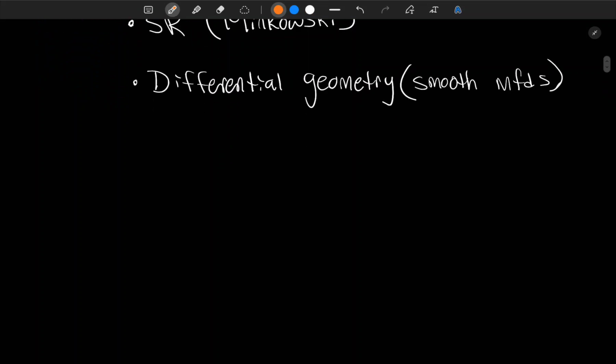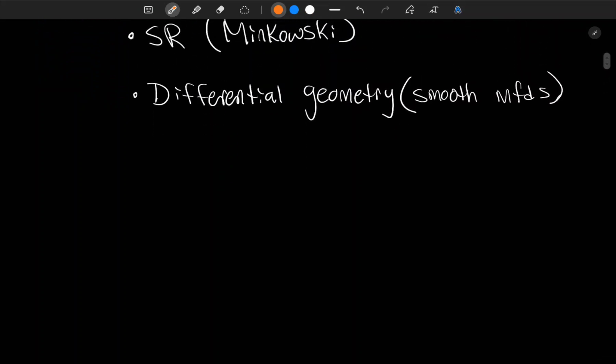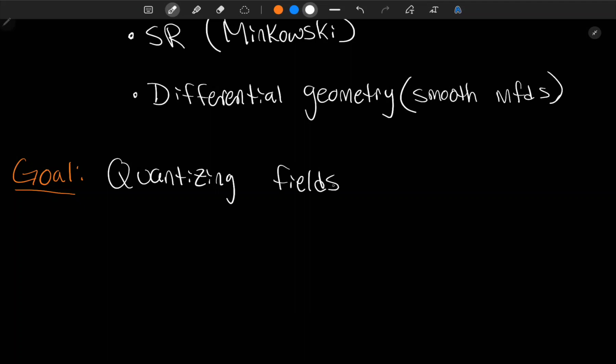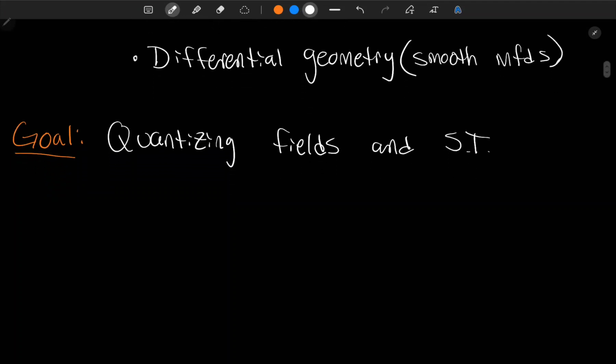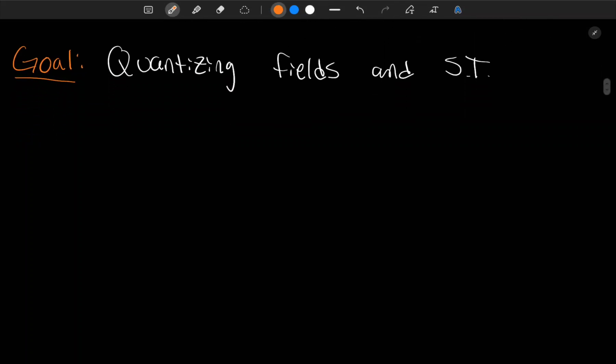Moving on to the goal of Twistor theory. The goal that we wish to accomplish in studying Twistor theory is having a better understanding of quantizing fields in spacetime. So ST here is spacetime. And this was the approach that Penrose took in studying Twistor theory. But there are more general applications besides this goal.